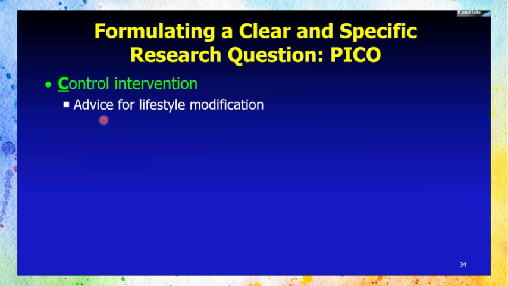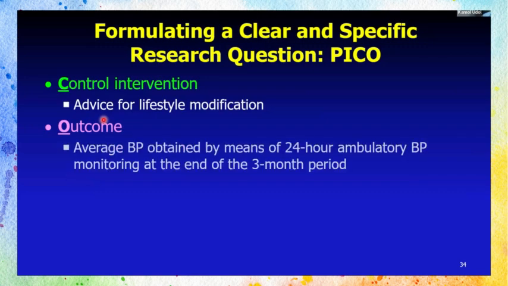And for the outcome, what would be the effect of interest? You are interested in blood pressure, but how are you measuring blood pressure? You have to specify this. So you will take the average blood pressure obtained by means of a 24-hour ambulatory blood pressure monitoring device at the end of the 3-month period. So now you have all 4 components. They are all now quite specific and clear. And then you put them together to formulate your clear and specific research question.